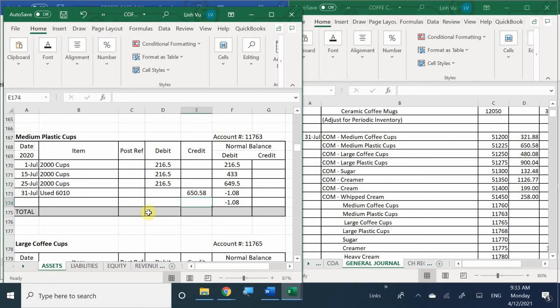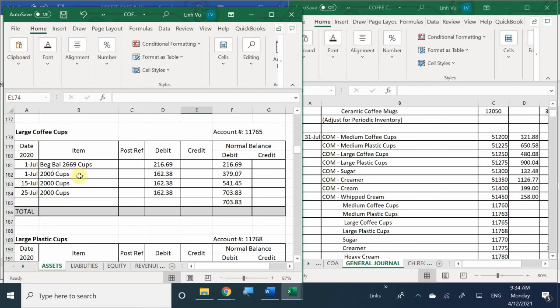Now, a little context. In the business, I sent out Albert to go buy some cups using the petty cash money. So this is okay for now. We'll complete it later on. So I have a negative $1.08 in my medium plastic cups.